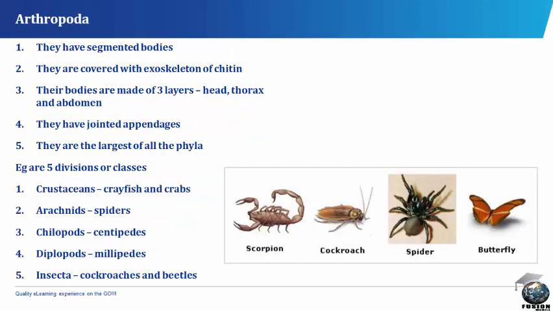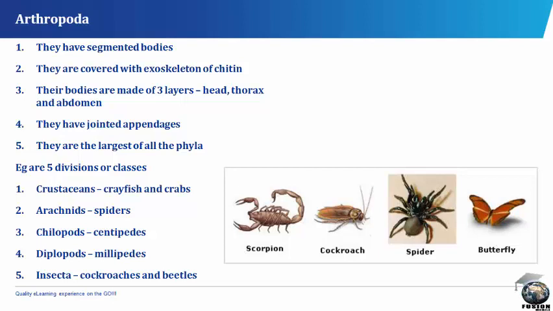The Arthropoda. They have segmented bodies. They are covered with an exoskeleton of chitin. Their bodies are made up of 3 parts, the head, the thorax, and the abdomen. They have jointed appendages. They are the largest of all the phyla. Examples are 5 divisions or classes. 1. Crustaceans, that is, the crayfish, the crabs, etc. The arachnids. Examples include spiders. Chilopods, centipedes. Diplopods. Examples include millipedes.